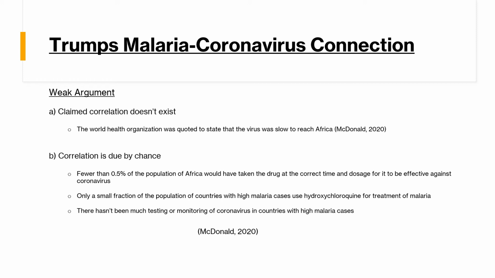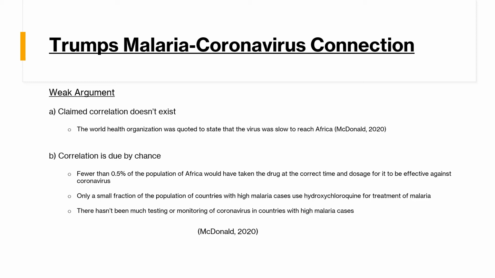This argument becomes more weak when we explore condition B, that the correlation is due to chance. Rick Price, a professor of global health at Menzies School of Health Research in Australia, stated that fewer than 0.5% of the population of Africa would have taken the drug at the right time and dosage for it to be effective against coronavirus, and that only a small fraction of the population of countries with high malaria cases use hydroxychloroquine for the treatment of malaria.